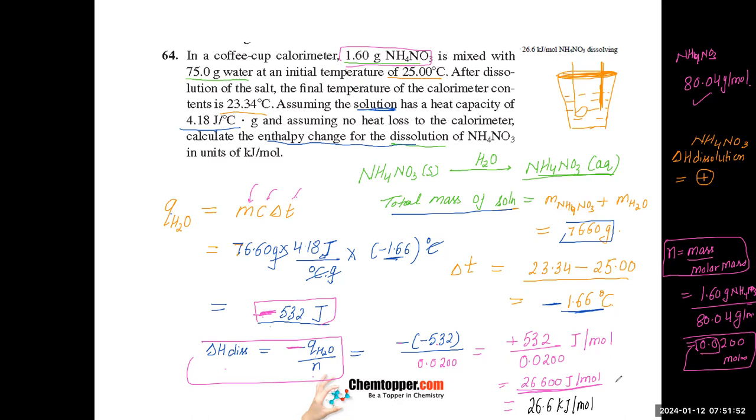Now, all of you are listening. I'm changing the question. Can you put this answer in joules per gram? Means rather than taking moles, what are you going to take? Mass, right? And the mass is given. So what is delta H of the reaction? It is minus Q of the water divided by m, not n. And Q of the water is minus 532 joules and m is 1.60. So don't convert that into moles. Just divide your number joules by grams. How much is the answer?